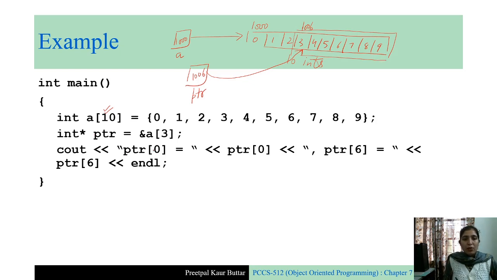And when we try to print the values PTR 0, what it will print? It will print 3. And when we try to print PTR 6, what it will print? It will print the last element, that is 9. Right? So let us run this example. Okay.